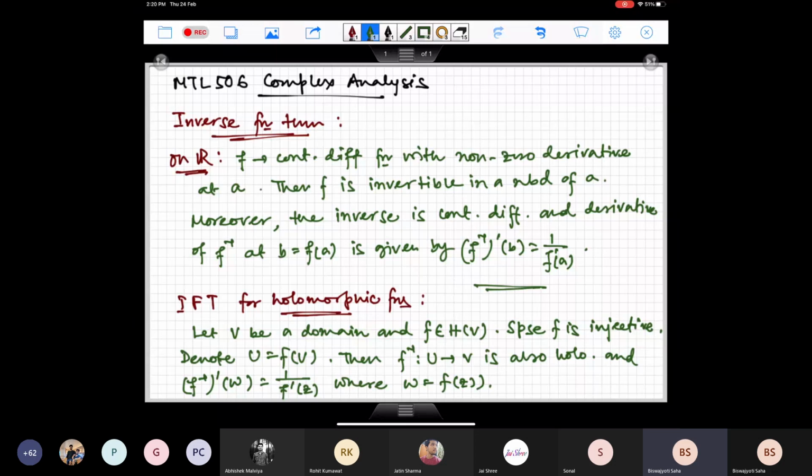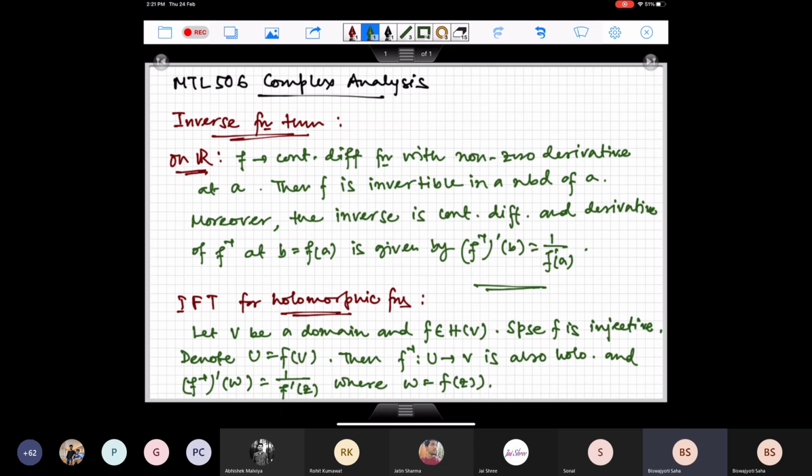Here I am assuming that my function is injective itself. Because you see, I don't have the mean value theorem over here. In R I could assume that the derivative is non-zero and conclude that the function is injective. But here, since I don't have the mean value theorem, I'm assuming that my function is injective. That is what I'm asking for.